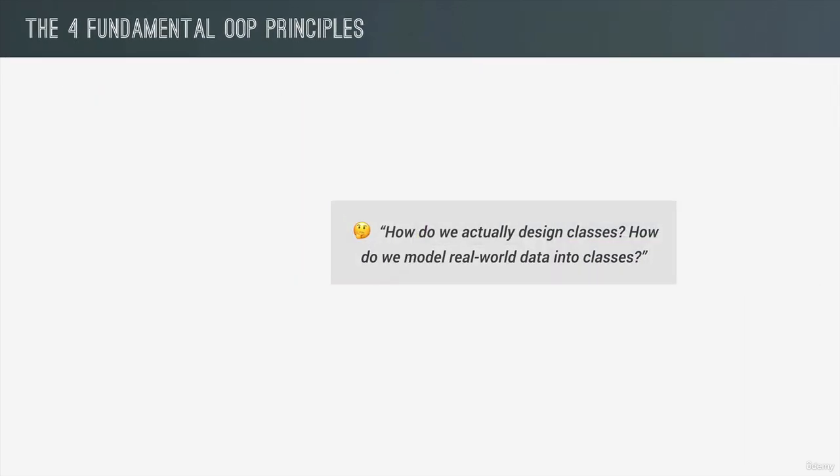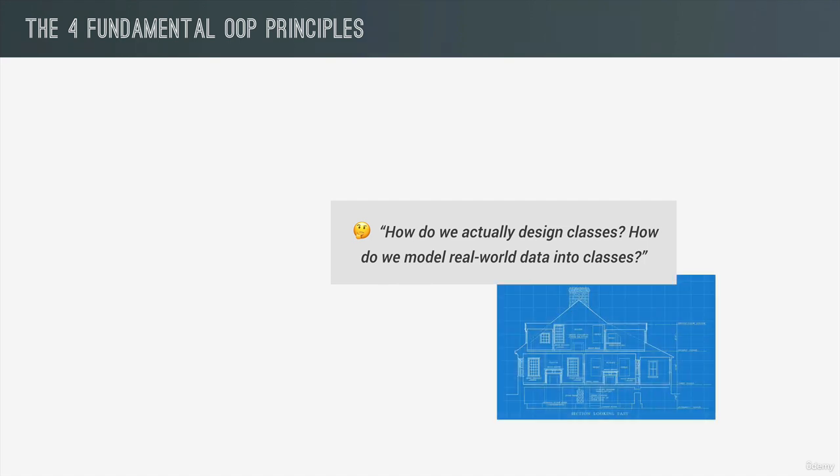Okay, so now we know that we can create classes to generate objects from these classes. So we know how classes work, but the next logical question is, how do we actually design a class? Or in other words, how do we actually model real-world data into classes? So these questions are just like an architecture student asking, well, how do we actually plan and design a house? And that's, of course, a very good question. Now, the answer is, as you can imagine, not straightforward. So there's not a single correct way of designing classes.